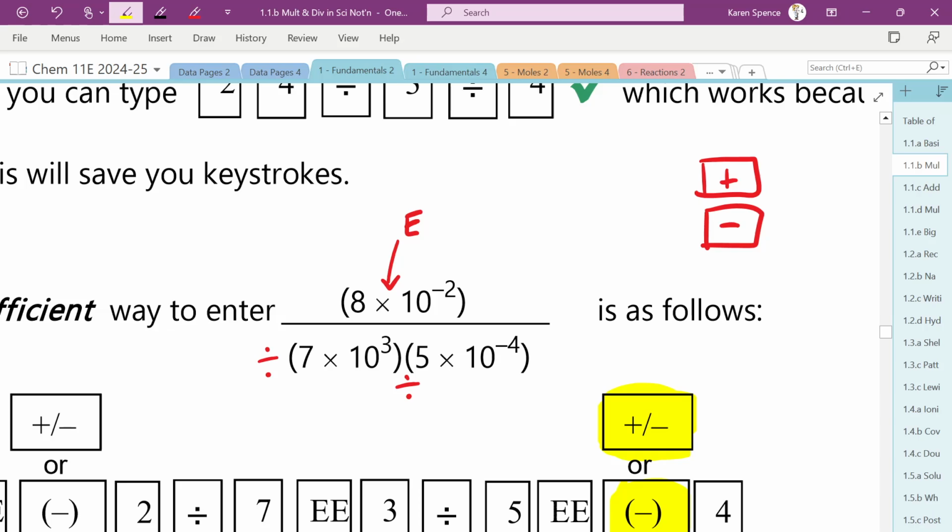Yes, that's the one. And if you have trouble finding the button on your calculator, call me over. I can help you find it. Anyone want a hand with their calculator?